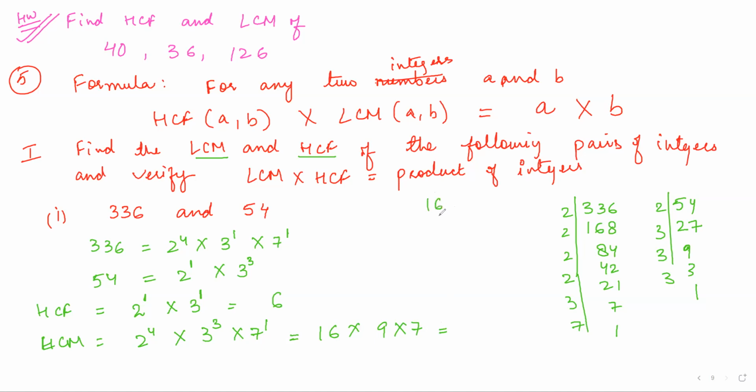Please do it here. 16 into 9, right? 6 into 9 is 54, carry 5, 9, 14. So it is 144 into 7, 28, 2, 30, 7. 1008. Yes. You are back, Sarah. 1008. Yes, right. So we have found the HCF and LCM. Now you have to verify that LCM into HCF is equal to the product of integers, right?